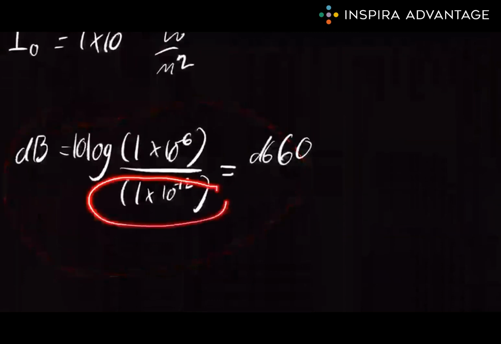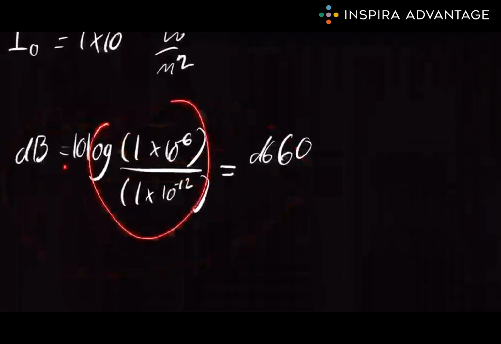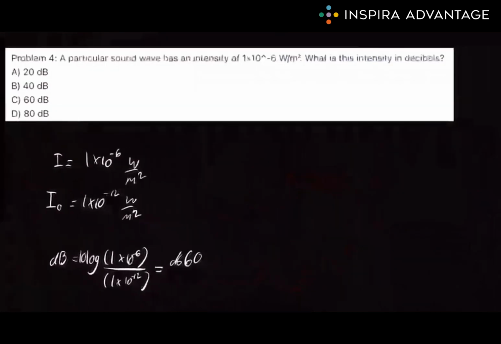So we put the I naught down here and the I up top, divide these two, take the log of it, and then multiply by 10 to get a nice, easy 60 decibels. Is that an answer? Oh, you betcha. Answer choice C. So again, if you said C, now you have 2 degrees and 2 gold stars.